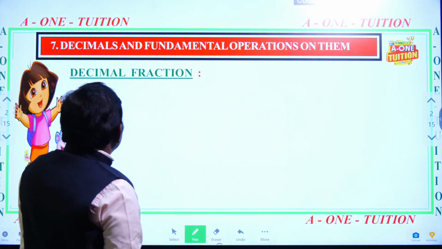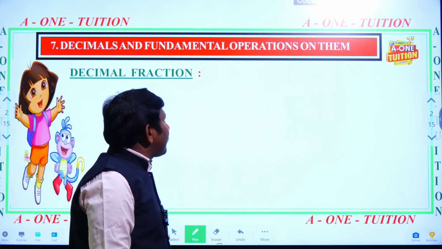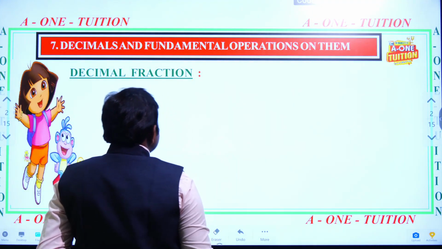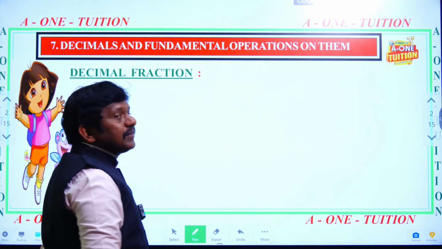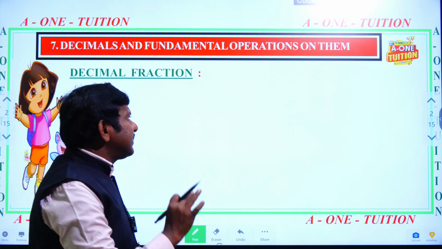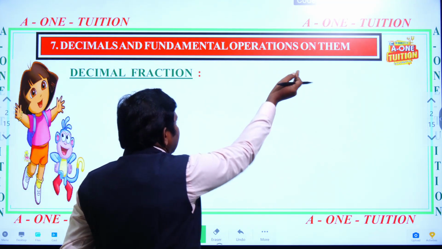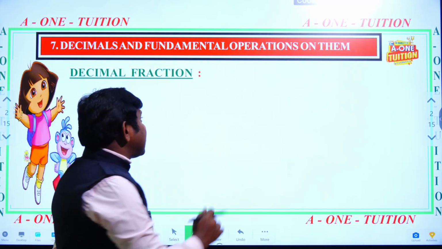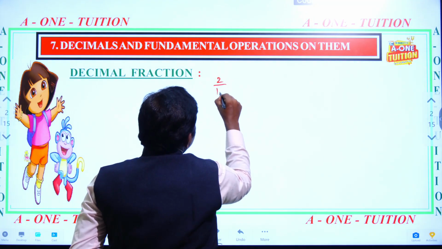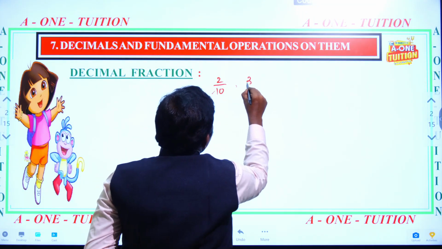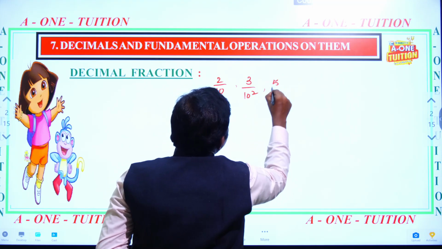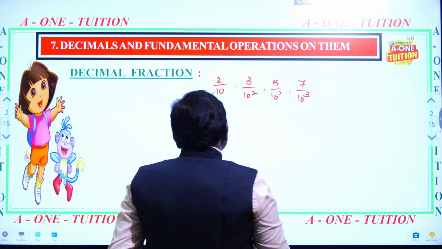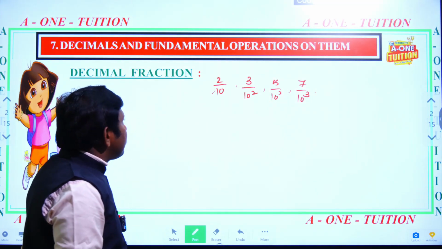Next one, decimal fractions. So exactly what is meant by decimal fractions? The keyword here is the denominator. If the denominator of the fraction is either 10 or a power of 10, such types of fractions are called decimal fractions.